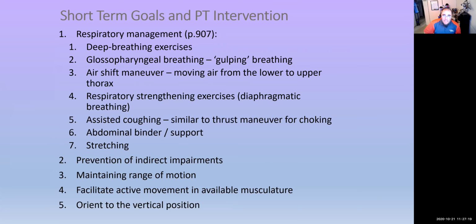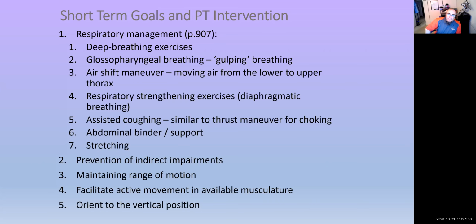Air shift maneuver is common. An air shift maneuver everyone can do right now. So why don't you just take a breath in, hold it, and while you're holding it, kind of contract your belly and relax your belly. That's causing the air to shift inside your lungs, right? We can do the same thing by doing a hand motion, almost like a Heimlich. That's helping to expand the areas of the lungs that may be paralyzed.